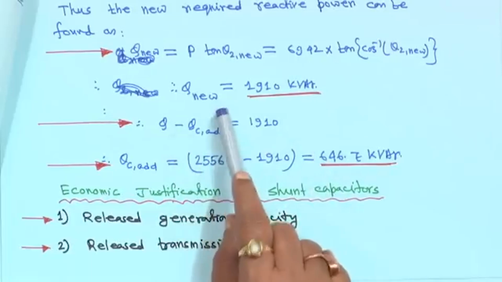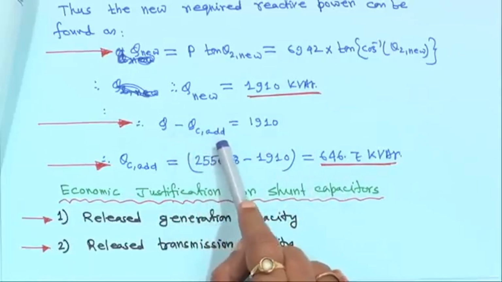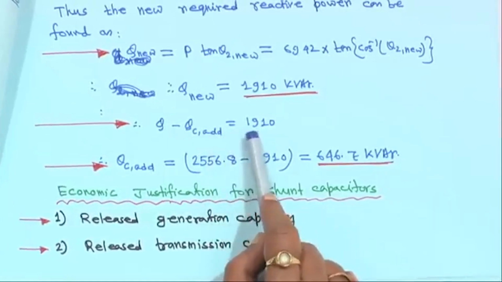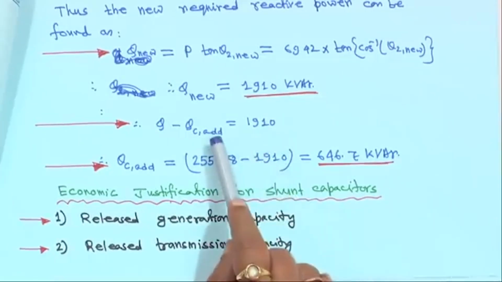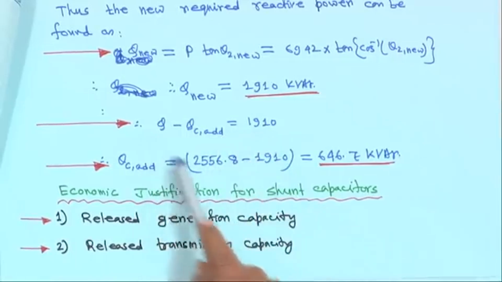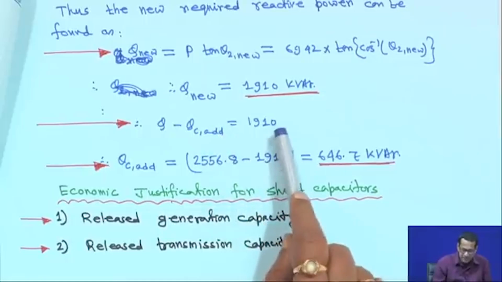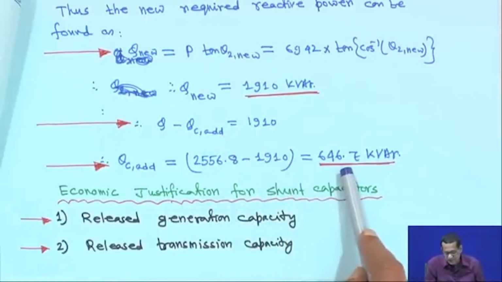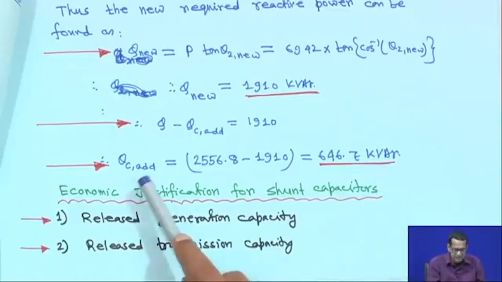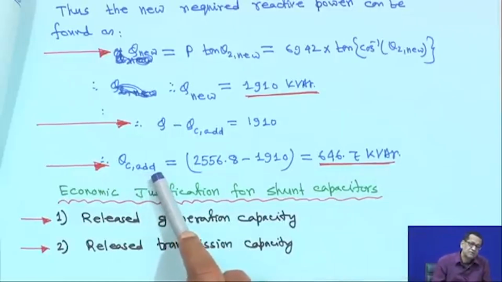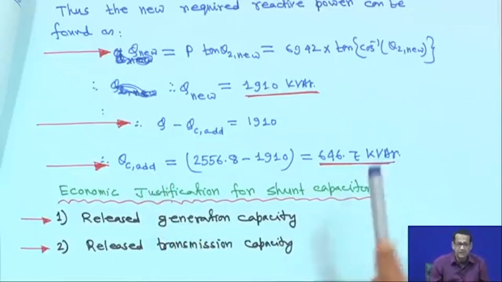Therefore, we know Q new is equal to Q minus QC add, where add means additional capacitor, that is QC add is equal to 1910. Therefore, QC add is equal to Q, which is 2556.8, minus 1910. So, it is coming 646.7 kilovar, that means this amount of additional VAR is required, right.